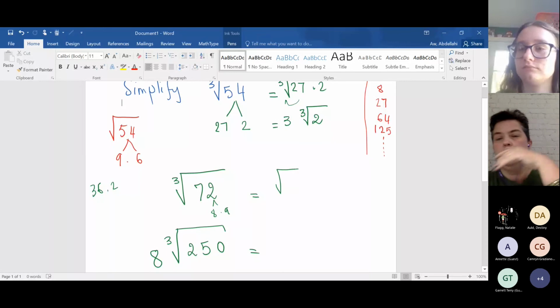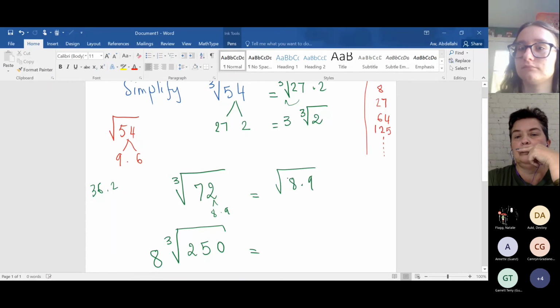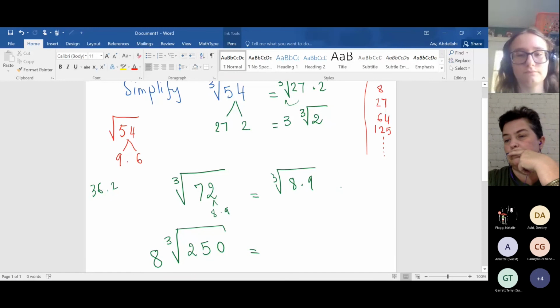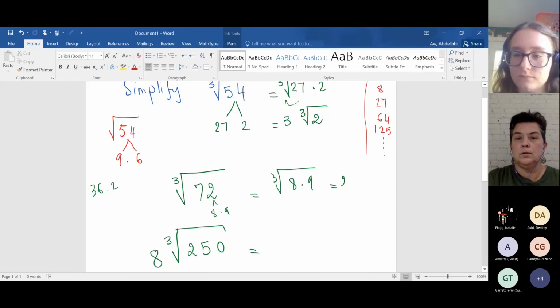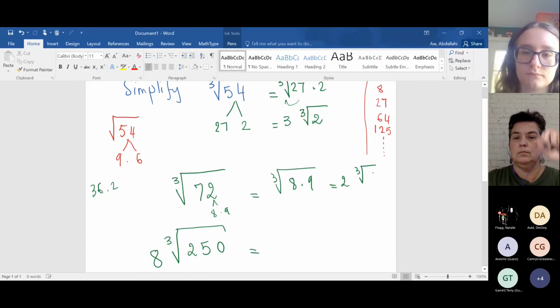So it's going to be the cube root of 8 times 9. The cube root of 8 is 2, and then the cube root of 9.